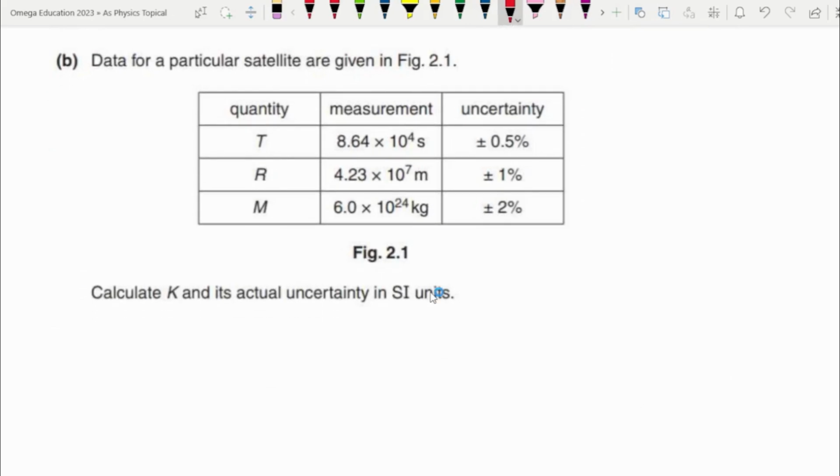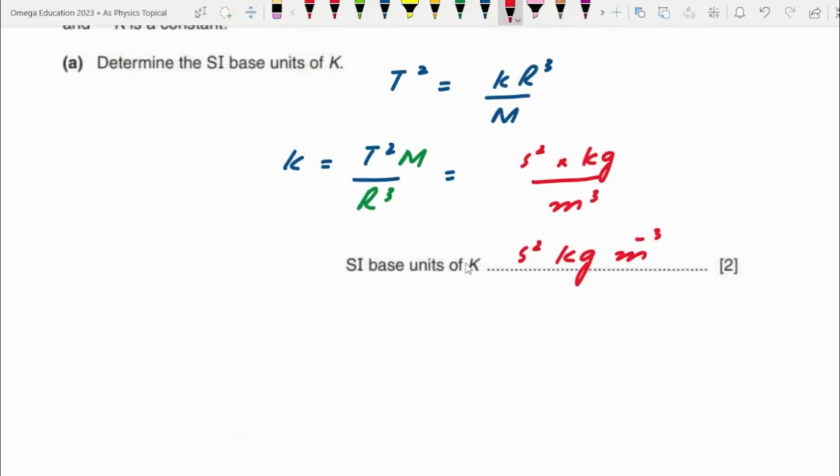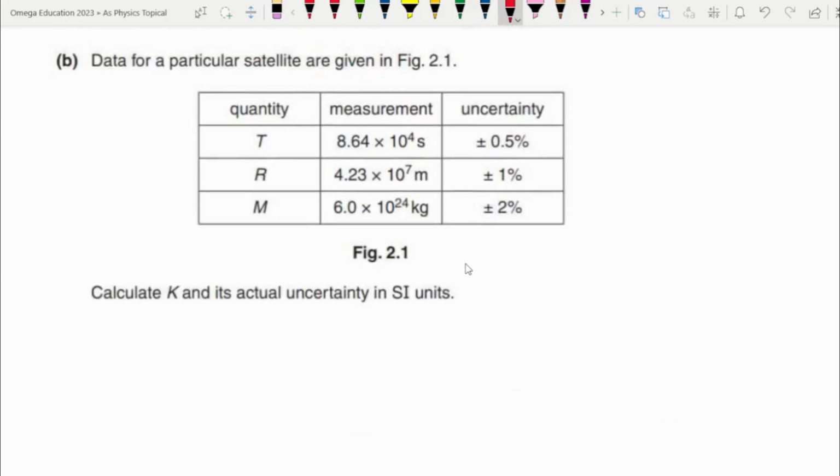We need to calculate K and its absolute uncertainty in SI units. All the quantities are given in the SI base units, so we need to find the value of K first. We use the formula K equals T squared m over R cubed. Let us insert the values directly. You can do it straight away on the calculator.